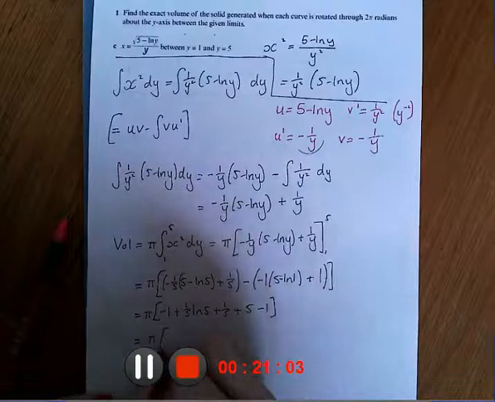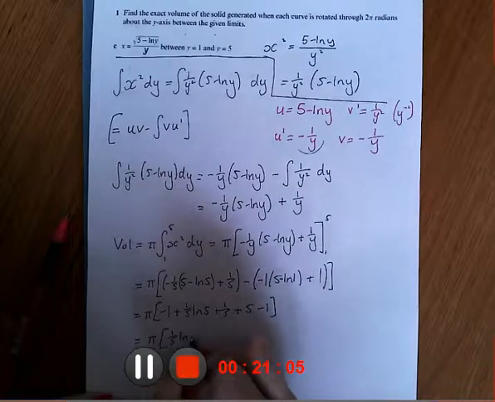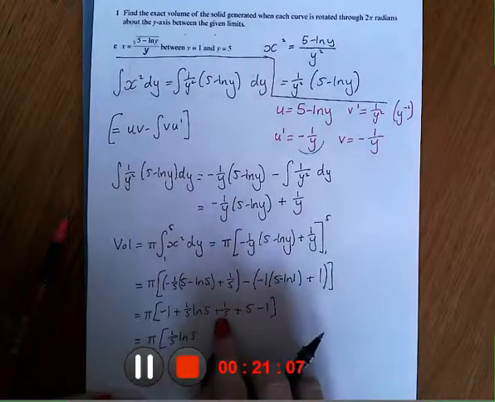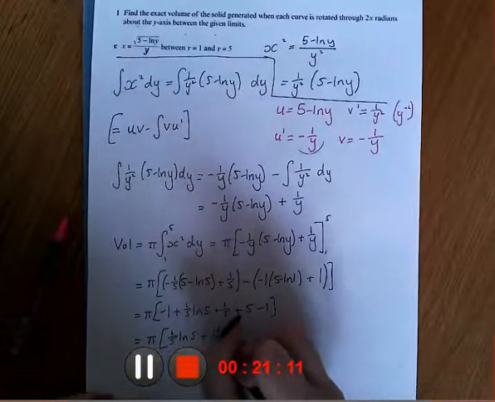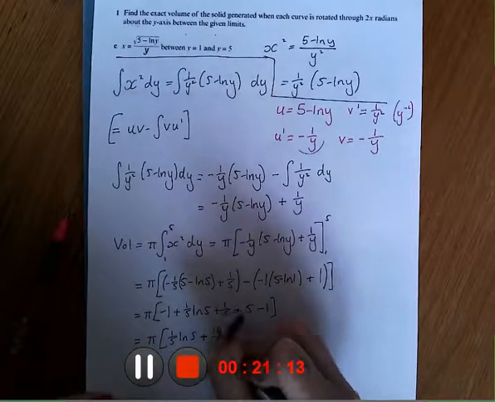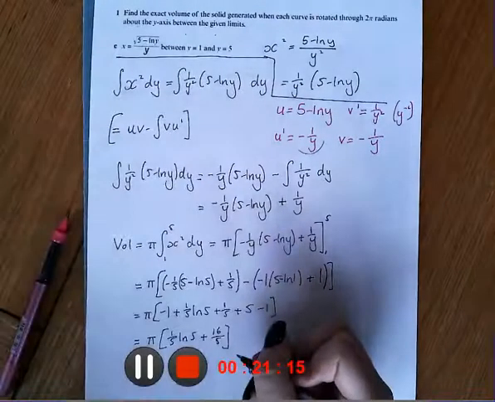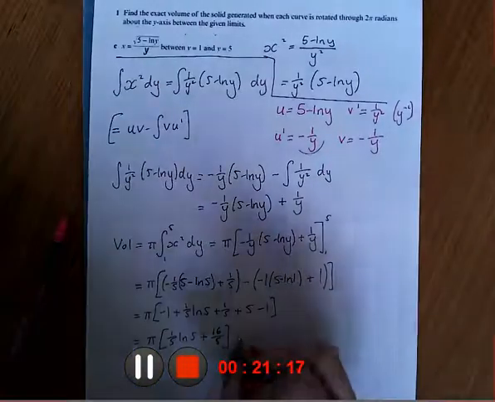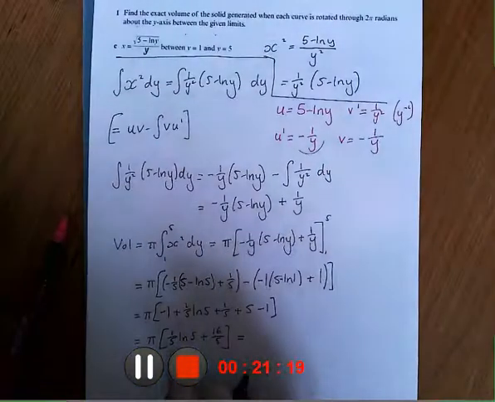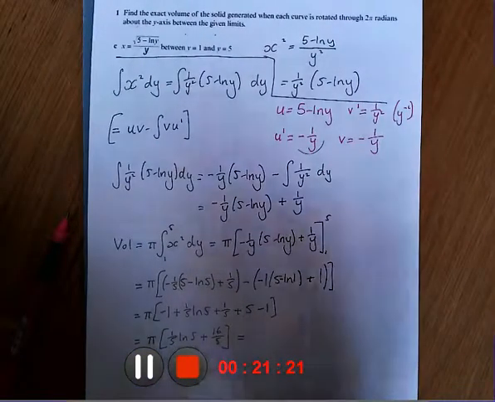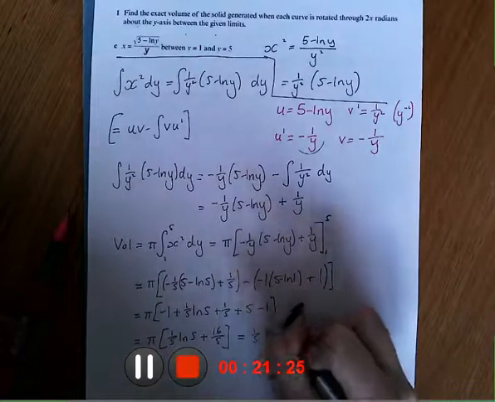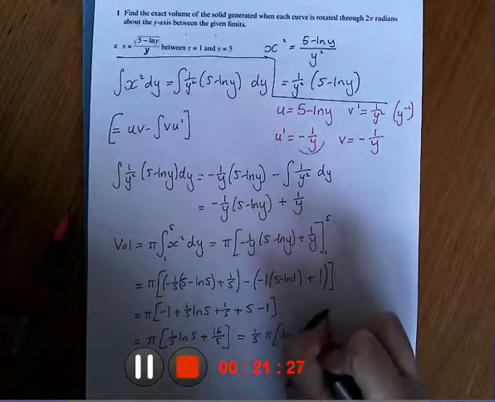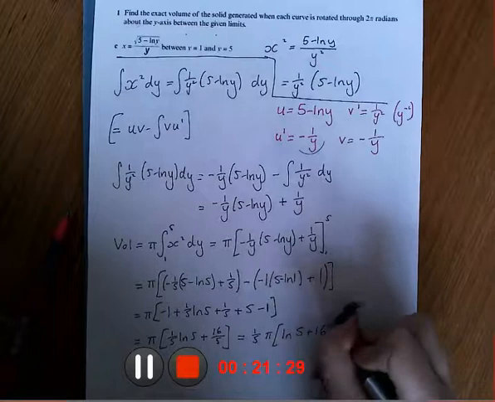So what I've got is pi times 1/5 of ln 5 minus 1 plus 1/5 plus 5 minus 1, which gives me plus 16 over 5. Now, I don't like the fact it's got fractions inside. I'm going to factorise it to be 1/5 of pi times ln 5 plus 16.